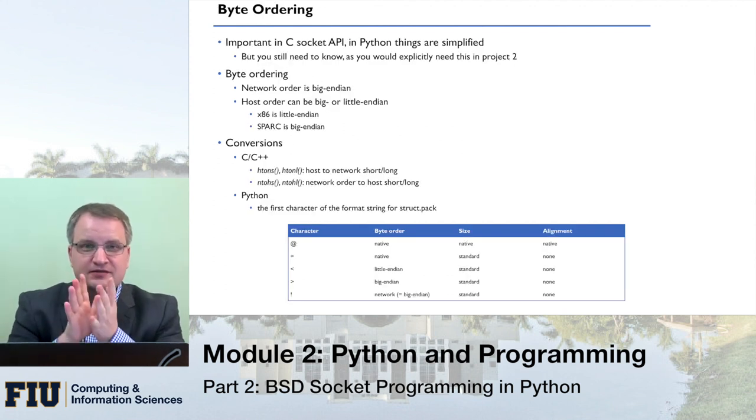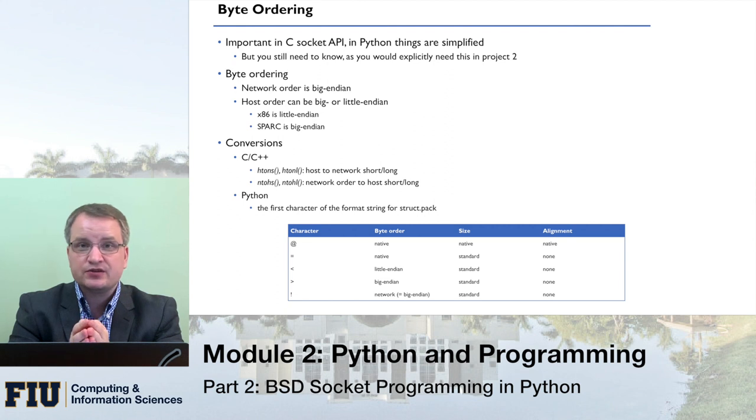So this one is quite important. It will be important a little bit later, especially for project 2. It was important in C++, even for a basic thing like a port number. Python was nice enough to indicate that things are better. But what this byte ordering means is that the memory representation of a variable can be different.